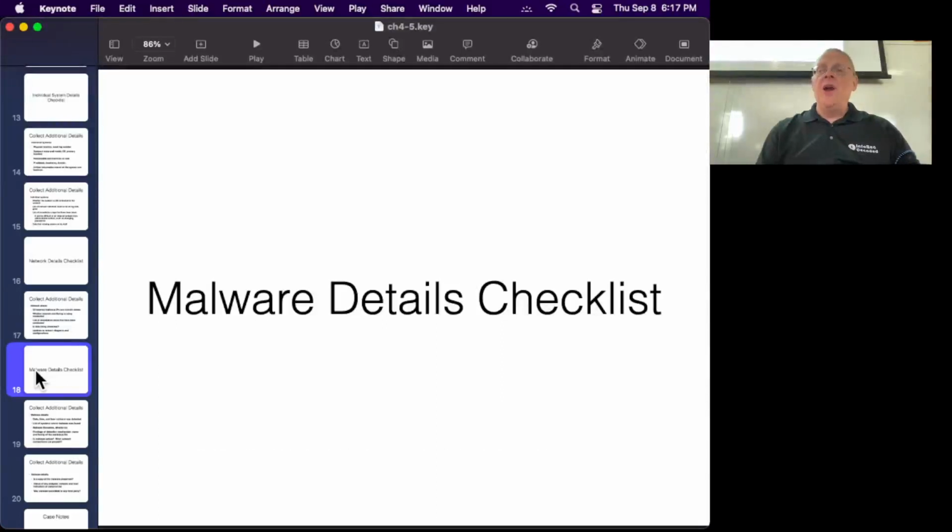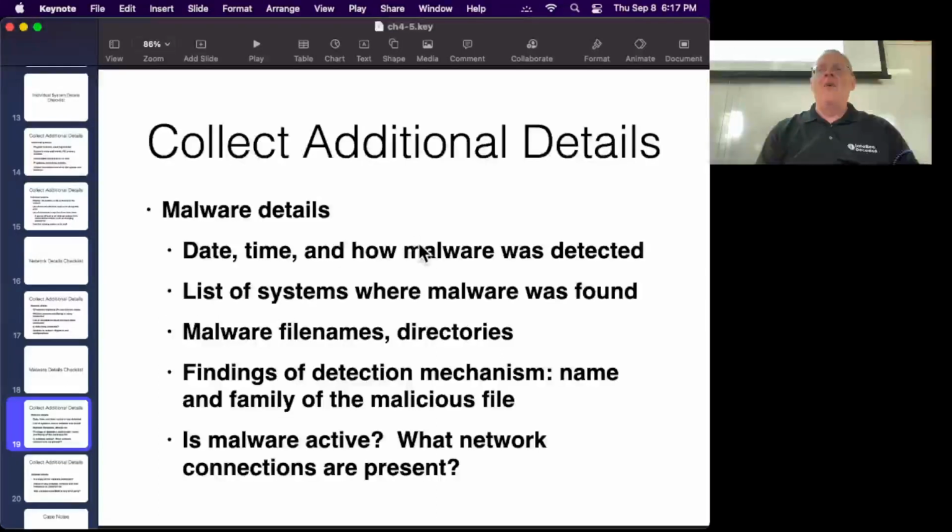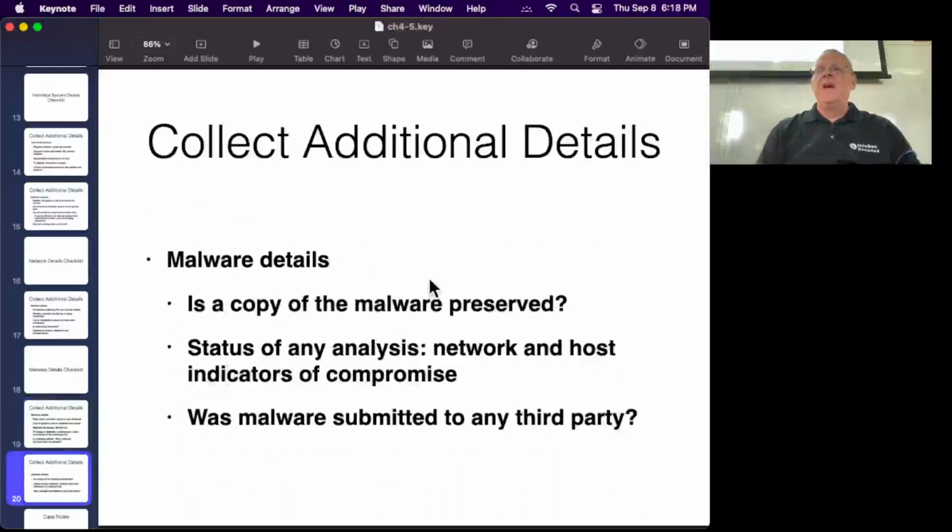But anyway, if you have malware, you want to analyze what you can about the malware: how it was detected, where you found it, file names and directories of the malicious file, and if it's still active and spreading, what network connections it is making. That's the sort of thing you'll want to know. And preserve a copy of it if at all possible.